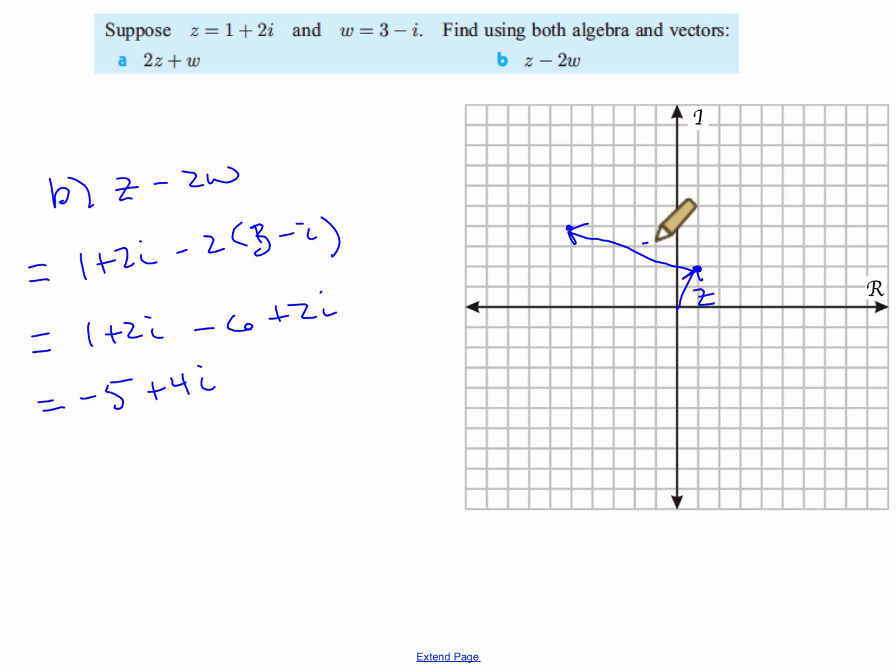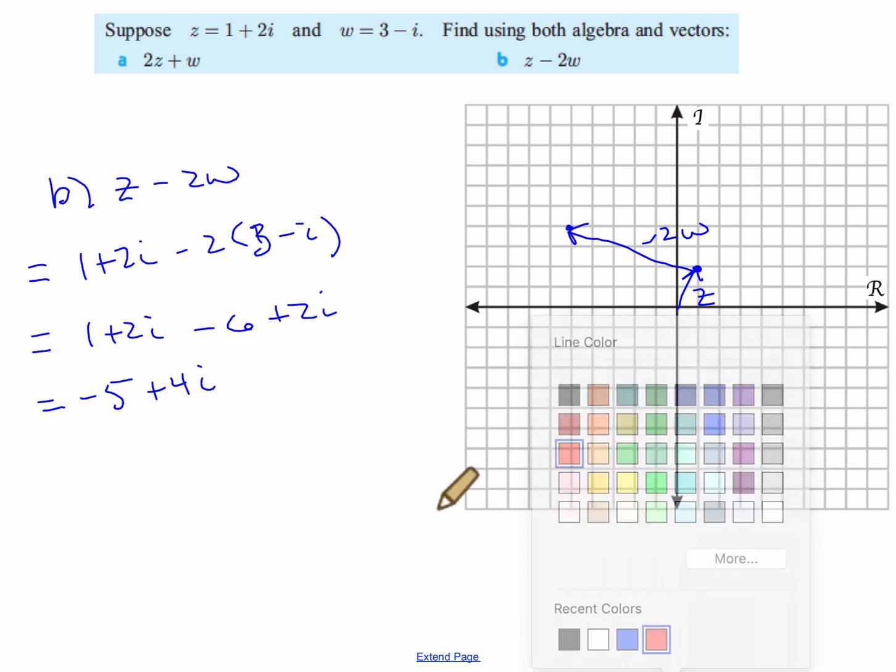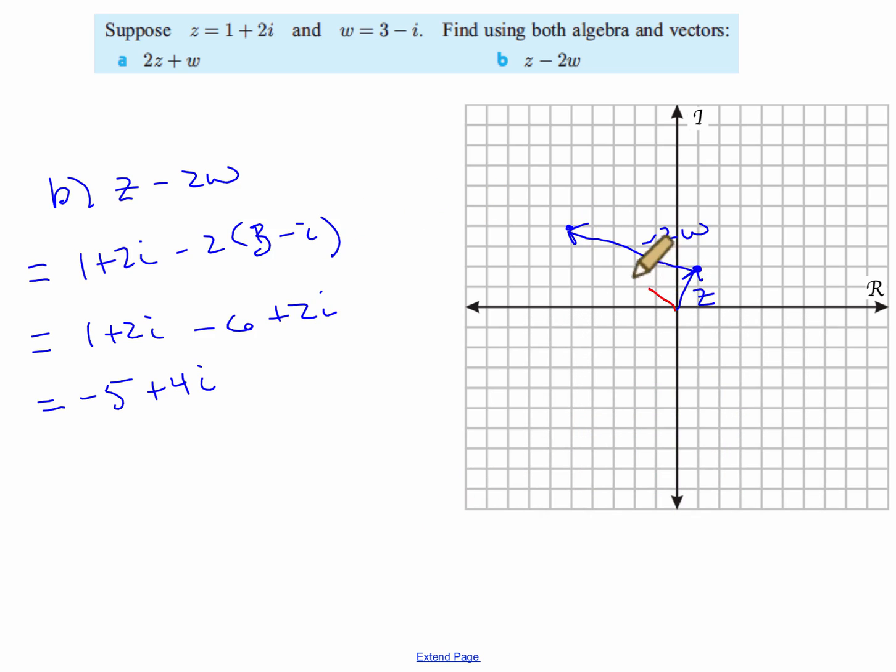This is minus 2W. The result of those would simply be, in red, from here to here, like that. Well, what is that vector? Negative 1, 2, 3, 4, 5, and up 1, 2, 3, 4, because it's all the way up here. Negative 5 plus 4i. Same result geometrically as you get algebraically.